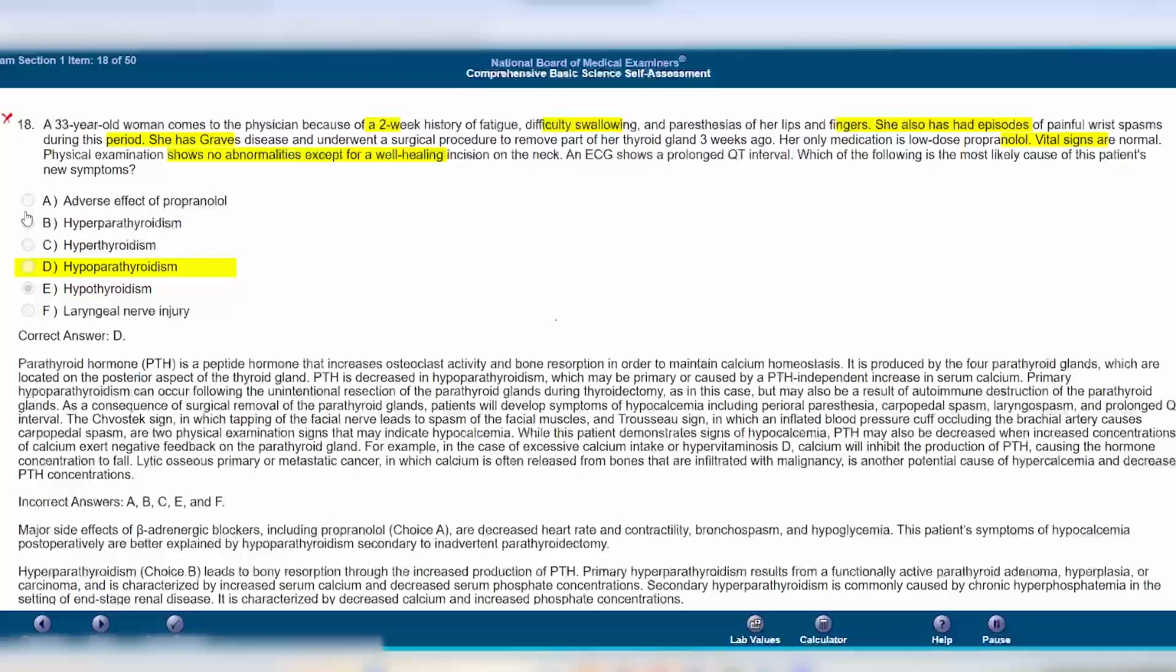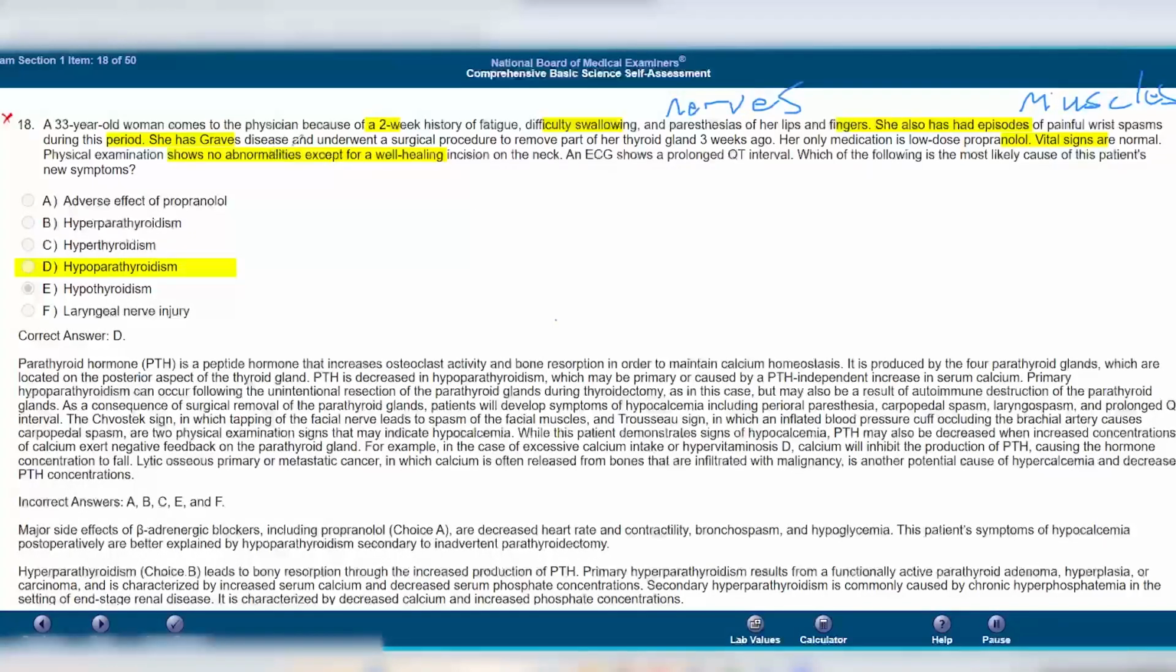33-year-old woman, middle-aged female, that's what I'm thinking, comes to the physician because of a 2-week history of fatigue, difficulty swallowing, and paresthesias of her lips and her fingers. Paresthesias meaning like tingling, right? And in your mind, you're trying to convert it. Tingling of the lips and fingers. She also had episodes of painful wrist spasms during this period. So in my mind, it was like muscle issues, right? Muscles, nerves.